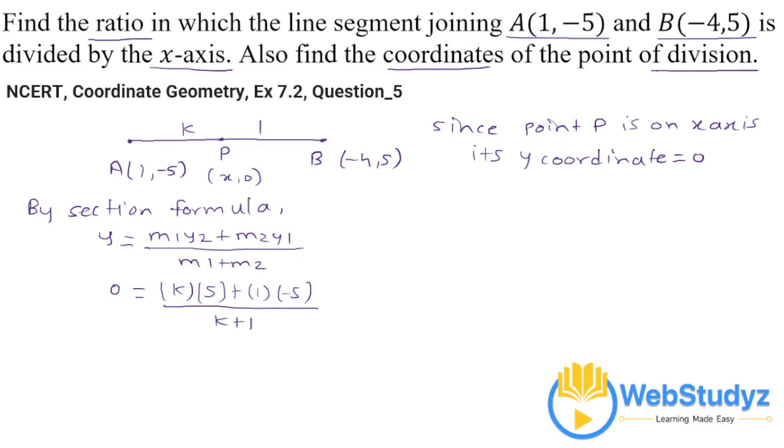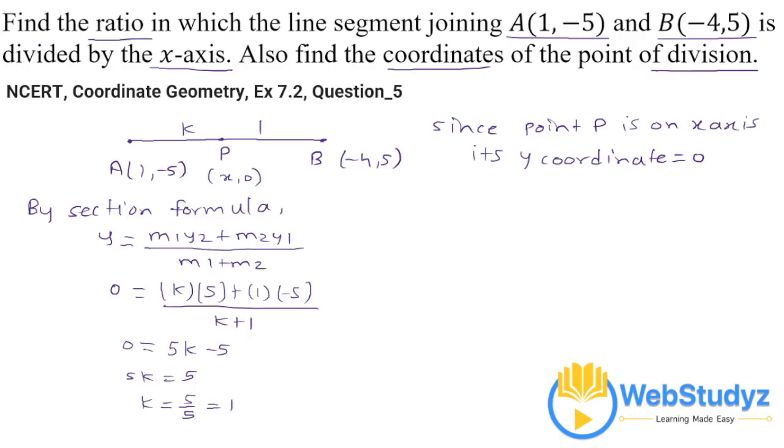If we take k plus 1 to the left hand side, this becomes 0 equals 5k minus 5. Therefore 5k equals 5, so k will be 5 upon 5, which is nothing but 1. Therefore the ratio is 1 is to 1. So the ratio in which point P divides the line segment is 1 is to 1.